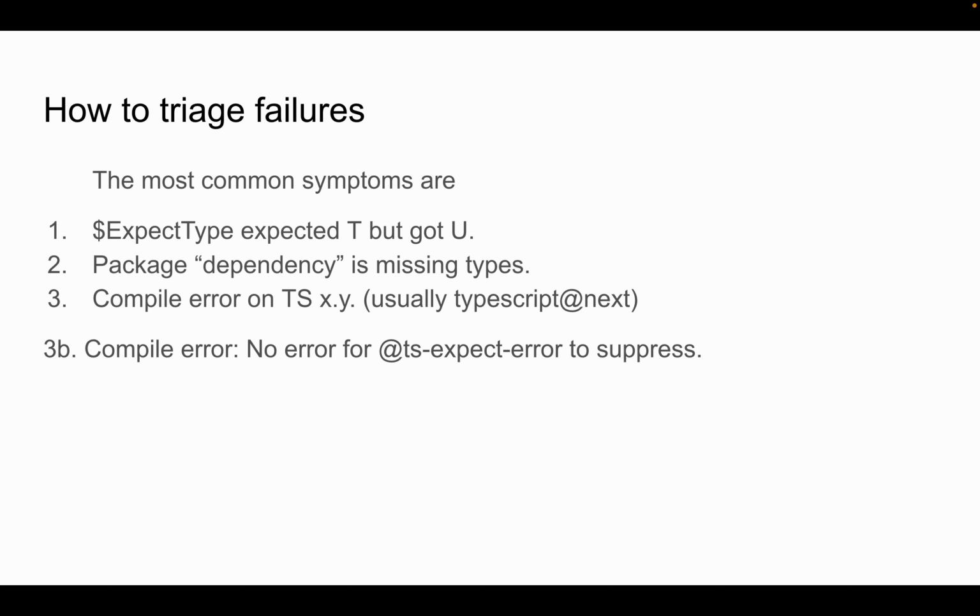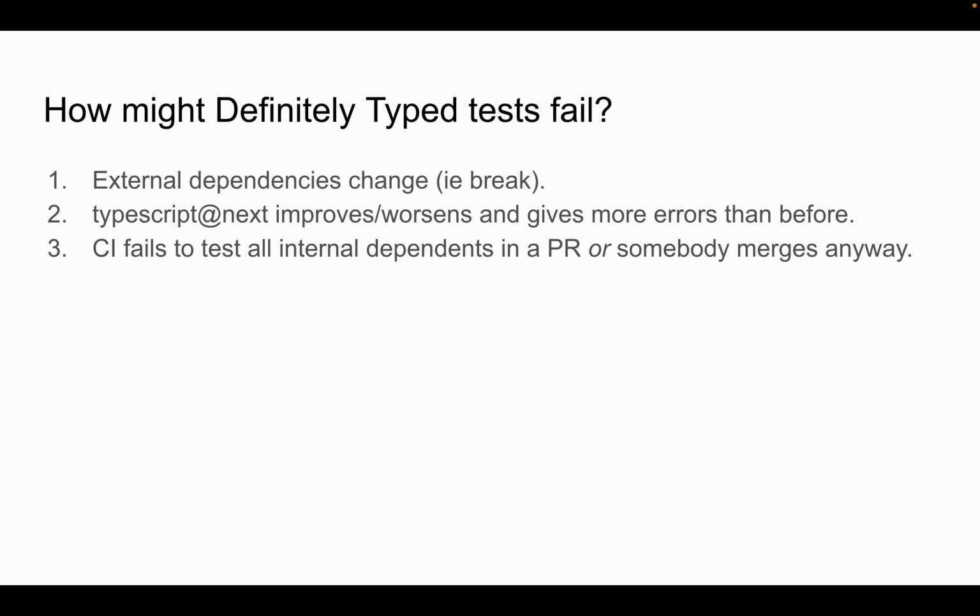It's usually TypeScript@next, because at least right now we run TypeScript@next first and then older versions later. And a variation on that is if there is a @ts-expect-error and the new version of TypeScript no longer has an error there, you'll get a compile error saying, hey, I expected an error here. It's still a compile error, but it's an error saying that there is no error. So how do we turn those symptoms back into one of these 3 causes: external dependencies, TypeScript changes, and possibly internal breaks?